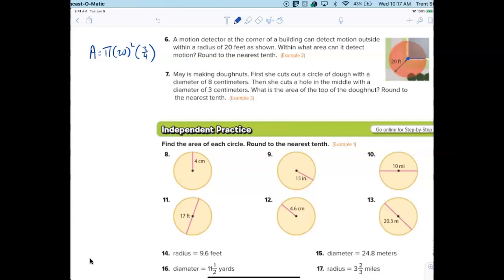So now type it on your calculator. Pi times 20 squared times 3/4. I want you to tell me what that is. 942.48. So your area is approximately 942.48 what units? Feet squared. There you go, square feet.